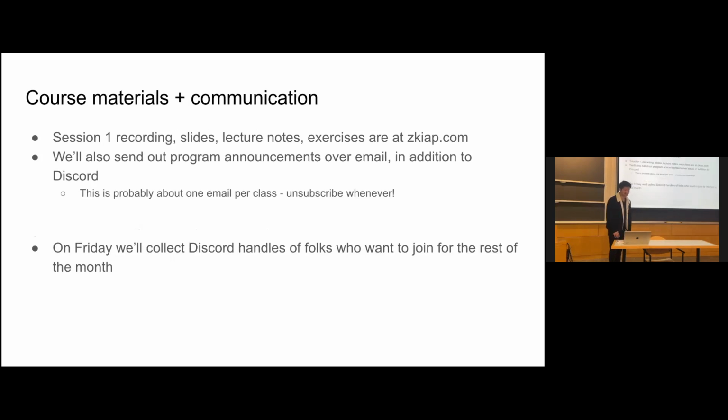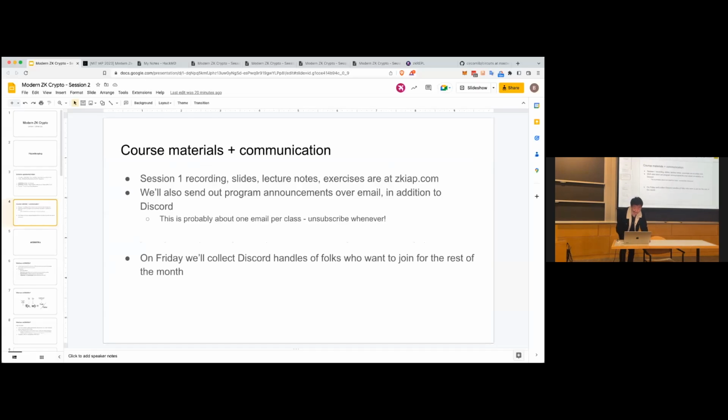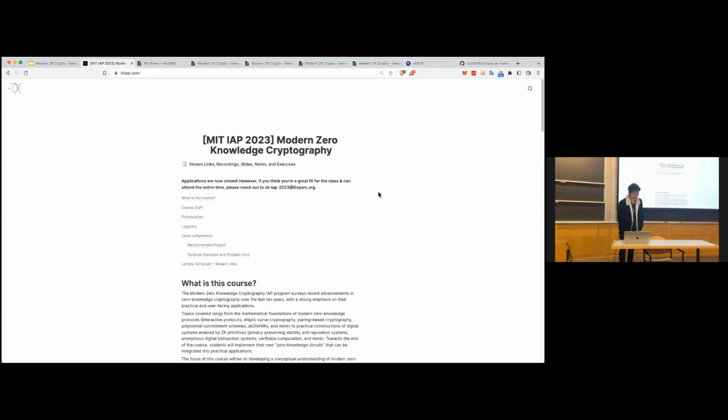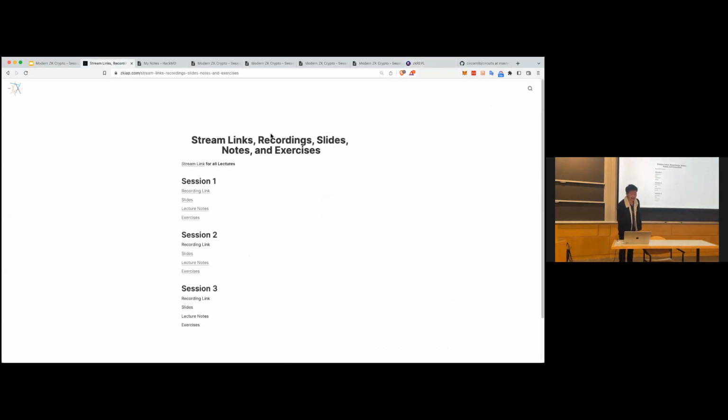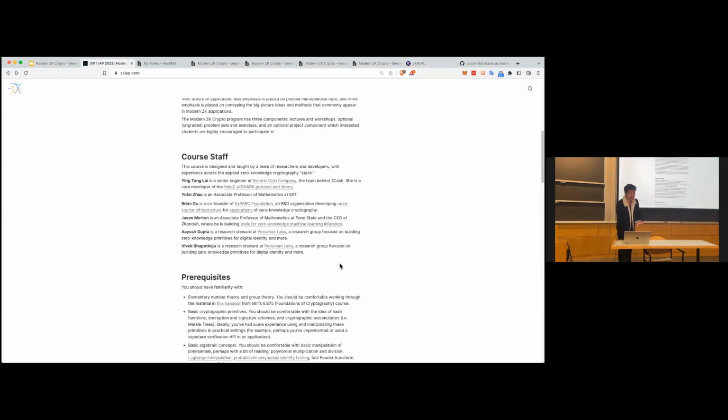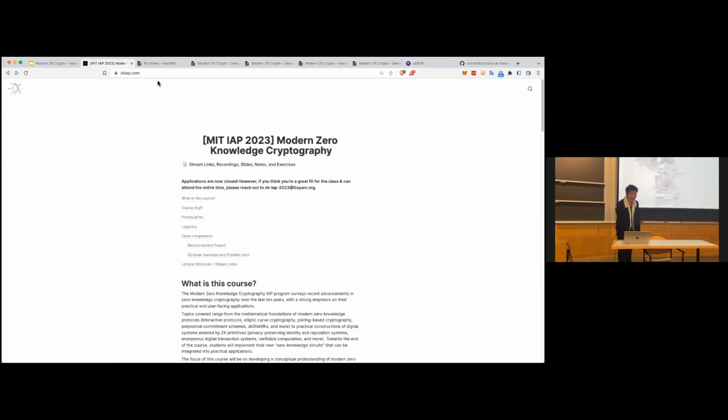Okay, cool. So as a reminder, all of the course material is available on zkiap.com, at least everything that can be consumed asynchronously. So that means slides, recordings, lecture notes, and exercises. So I'll just go there real quick. Yeah, so this is the website. Again, you can find all of the relevant links here. And again, all of these housekeeping items and scheduling items you can find on this page.